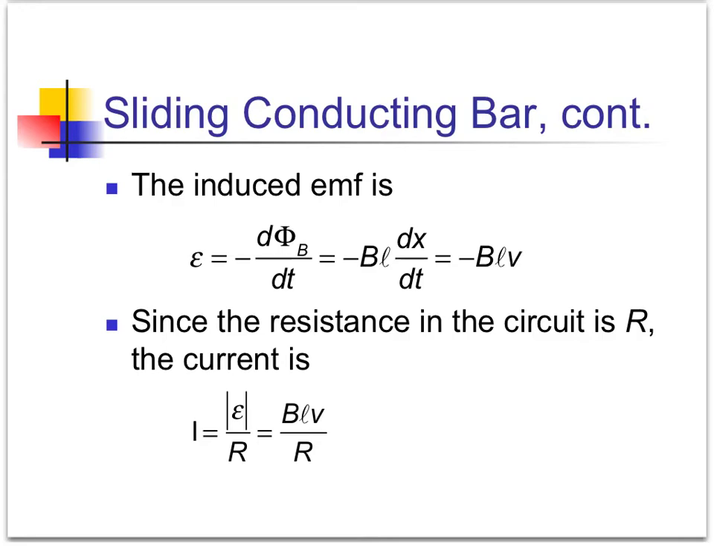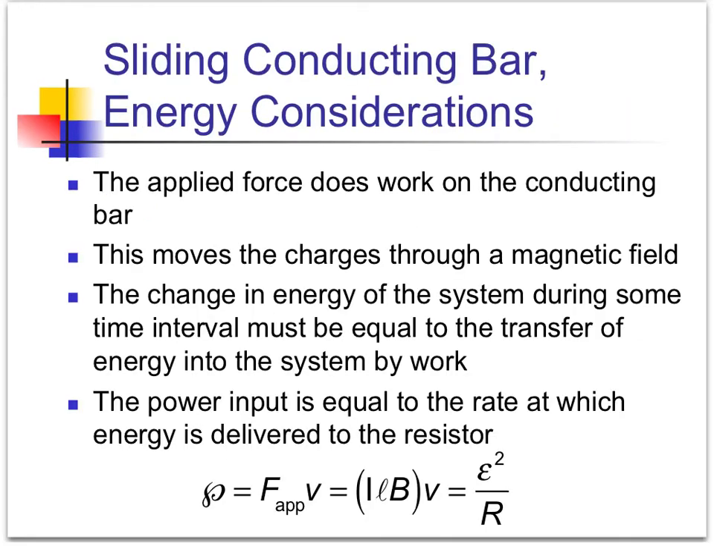The applied force has to do work on the conducting bar to get it to move. This moves the charges through the magnetic field. The change in energy of the system during some time interval must equal the transfer of energy into the system by work. So the power input is equal to the rate at which energy is delivered to the resistor. Power, we know, is the applied force times the velocity, which is ILB times V. And the power we also know is E squared over R.